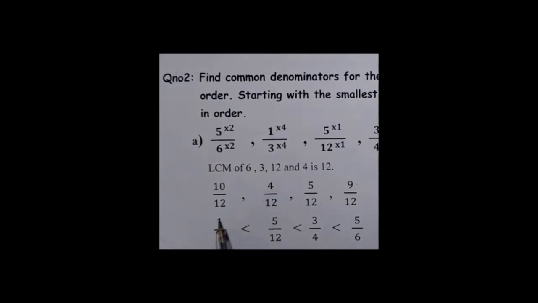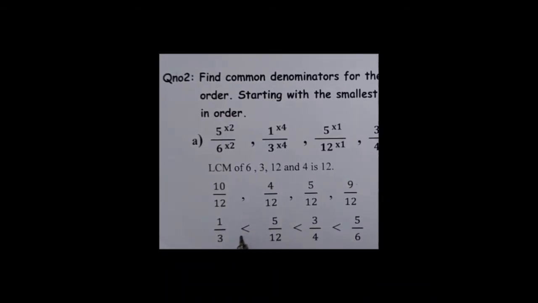Firstly we will write down 1 upon 3. Then next is 5 upon 12, and the original form of 5 upon 12 is 5 upon 12. And next 9 upon 12, and the original form of 9 upon 12 is 3 upon 4. And in the last, 10 upon 12 is bigger than the others, so we will write down its original form, 5 upon 6.